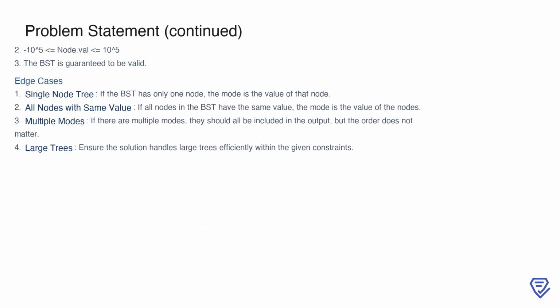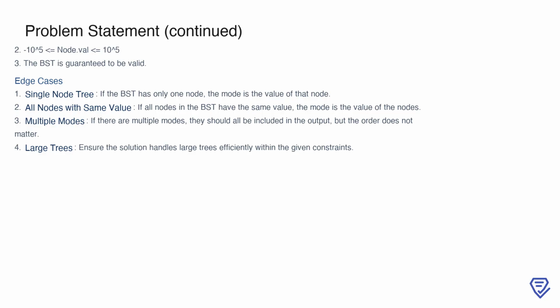Now, let's review some constraints and edge cases for this problem. First, the number of nodes in the tree can range from 1 to 10,000. Each node's value will lie between negative 100,000 and positive 100,000, and the tree is guaranteed to be a valid BST. For edge cases, consider a single node tree. In such cases, the mode is simply the value of that single node.